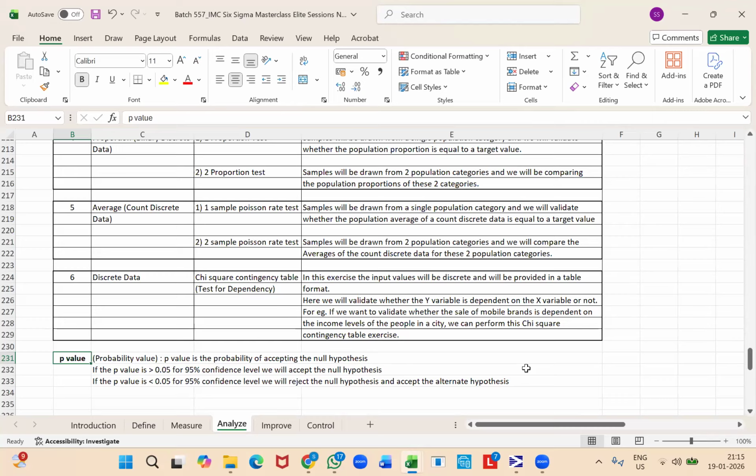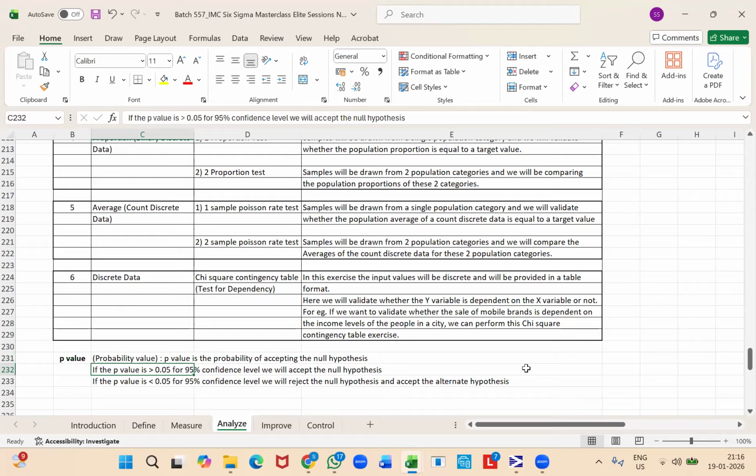If the p-value is very high, then the probability of accepting the null hypothesis will be high. But when the p-value is very low, then the probability of accepting the null hypothesis will also diminish, will also become less. And in that case, we'll end up accepting the alternate hypothesis. But then what is the criteria that we are supposed to apply for p-value? P-value greater than 0.05 for 95% confidence level, we will accept the null hypothesis.